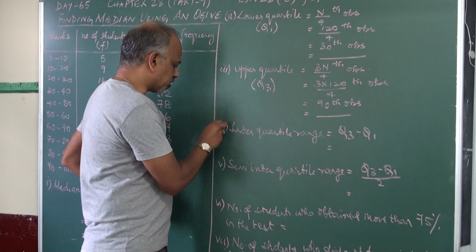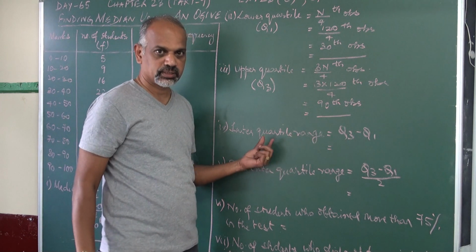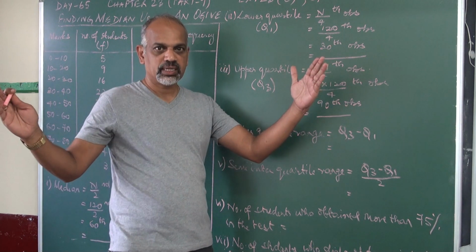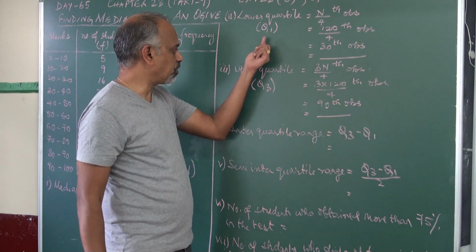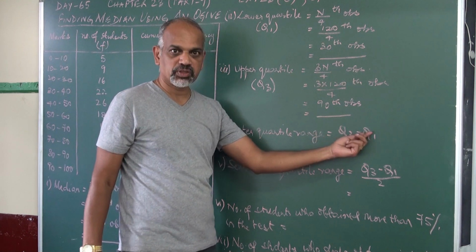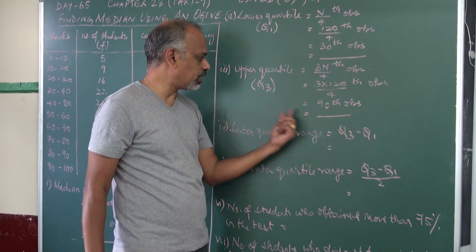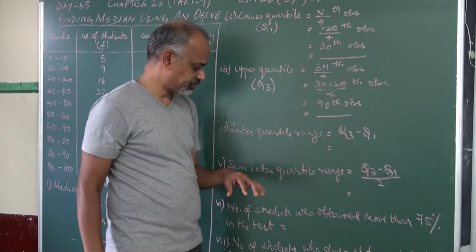And the fourth question is finding interquartile range. What is the range between the upper quartile and the lower quartile? We still haven't found the upper quartile and lower quartile. After finding that, you can subtract both of them. That is Q3, the upper quartile, minus Q1, the lower quartile, and write the value.